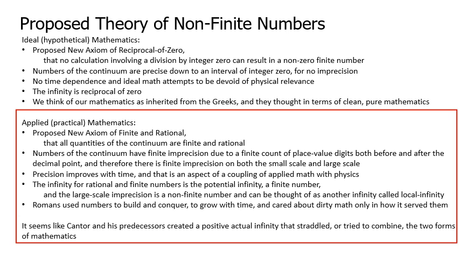It appears that Cantor and his predecessors created mathematics around a positive actual infinity that straddled the proposed two forms of mathematics, ideal and practical, and was a combination of the two of them. And the proposed theory of non-finite numbers is a refinement of Cantor's work for better granularity.